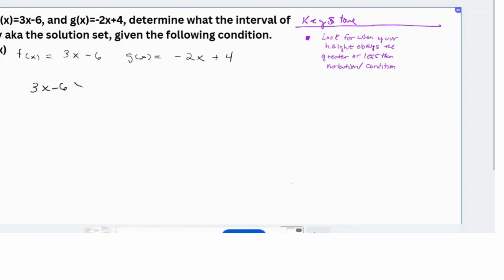So let's do 3x minus 6 greater than. We're going to make sure we put this off to the side. And what we can do is add 2x. Well, before you do that, I like to put it in equality form first to find that point first, that coordinate first. Oh yes, equality. So we need to find equality for all. Find your equality or find your coordinate solution first.